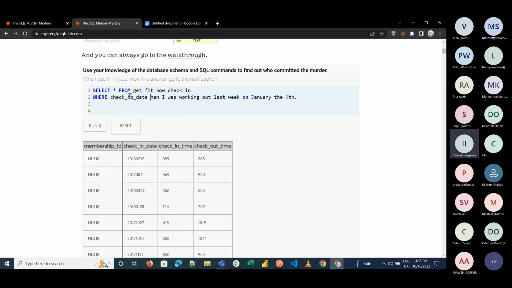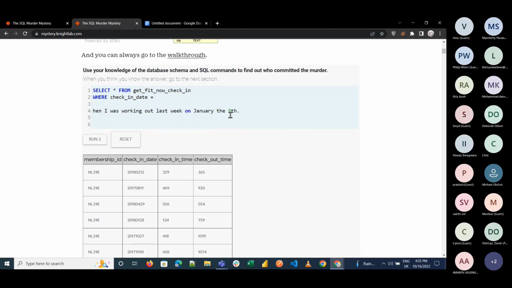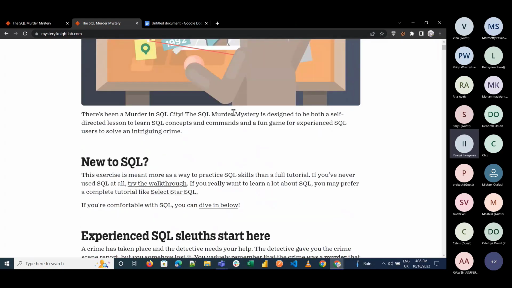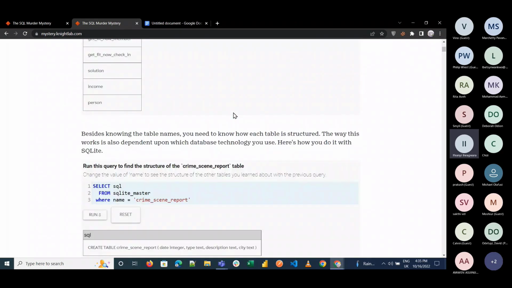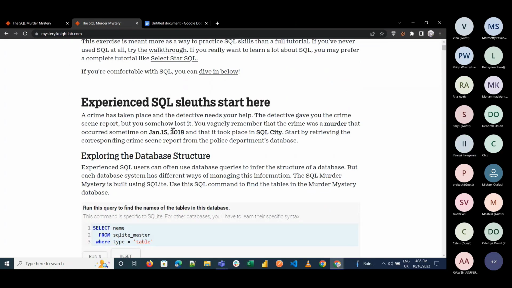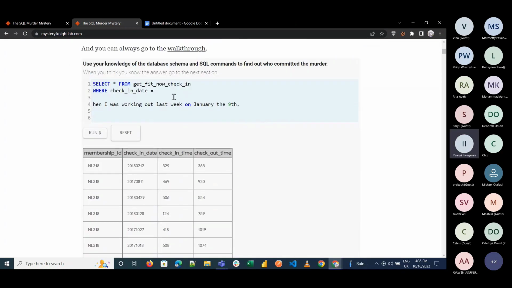The check-in date is equal to January 9th. You said last week. And we know the crime took place on, when was the crime taking place again? The crime took place in 2018. So the year we are working with is 2018. Then again, it was in January and on the 9th.